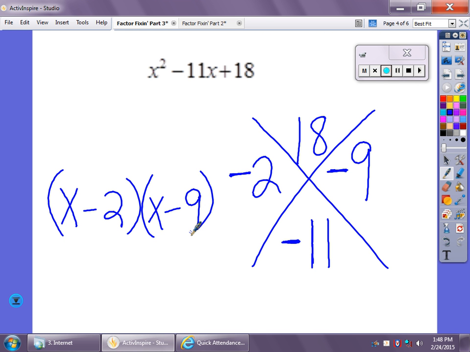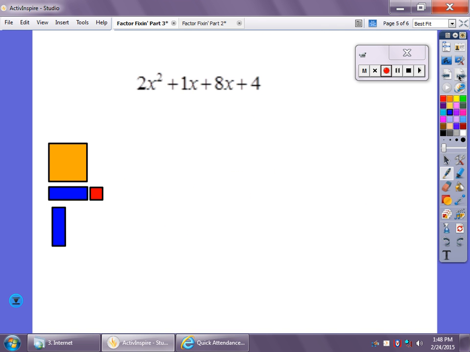So we're seeing all the different variations depending on where the negative is in the problem. Okay, for this one, I'm going to take a moment and use the algebra tiles, and then I'm going to show you how to use the x method.